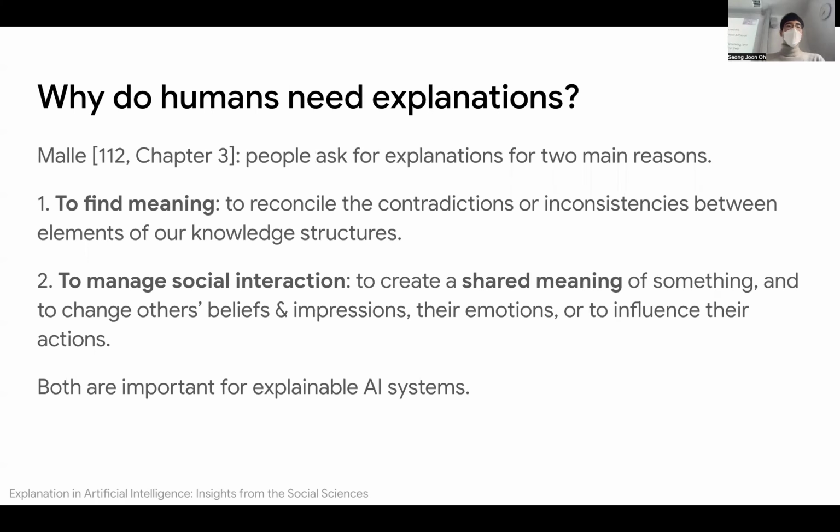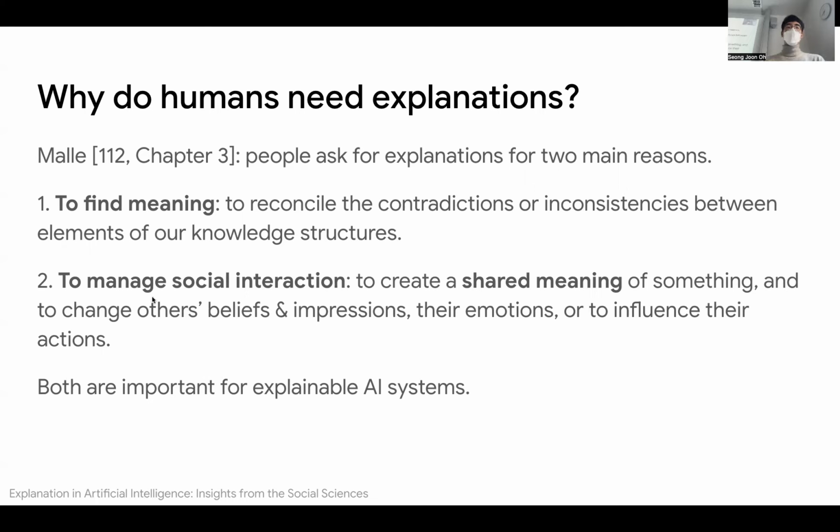We first look into why humans need explanations in the first place. The first need is to find meaning, because there seem to be contradictions and inconsistencies in the knowledge structure, and we are trying to figure out at which point, at which principle, we are making contradictions or inconsistencies. Or there can be a contradiction between my understanding and the status quo in the outside world, and we wish to understand where this contradiction is coming from.